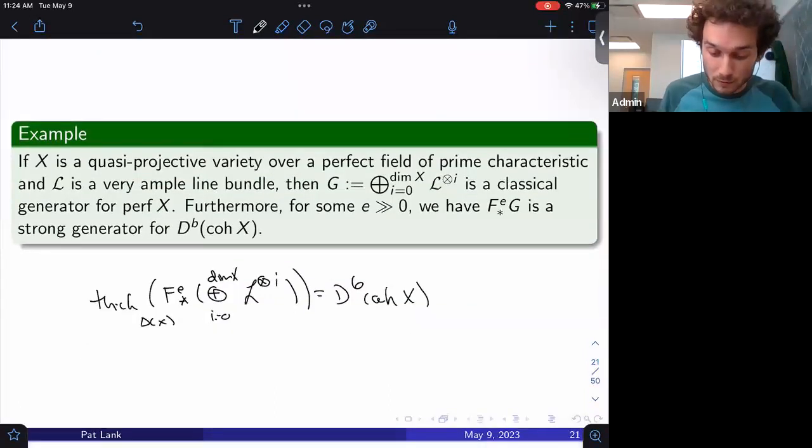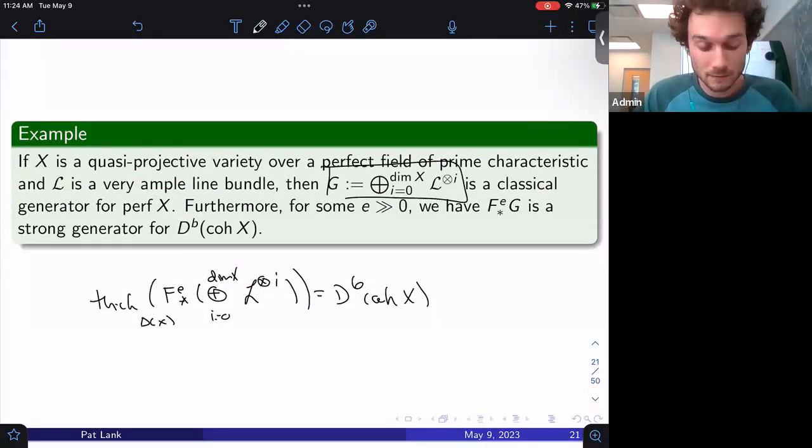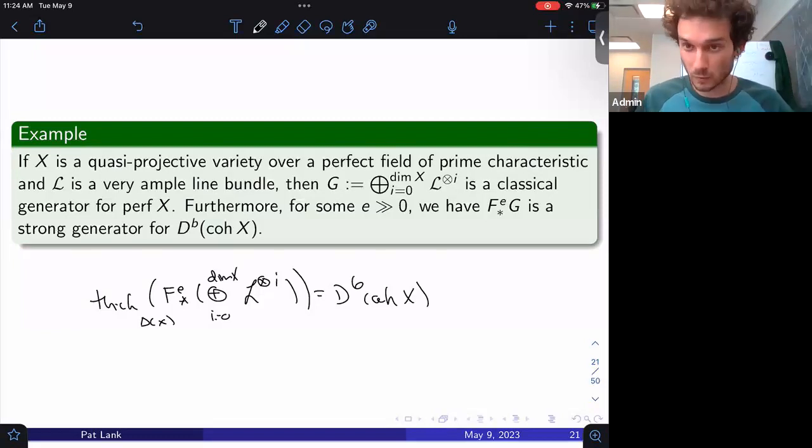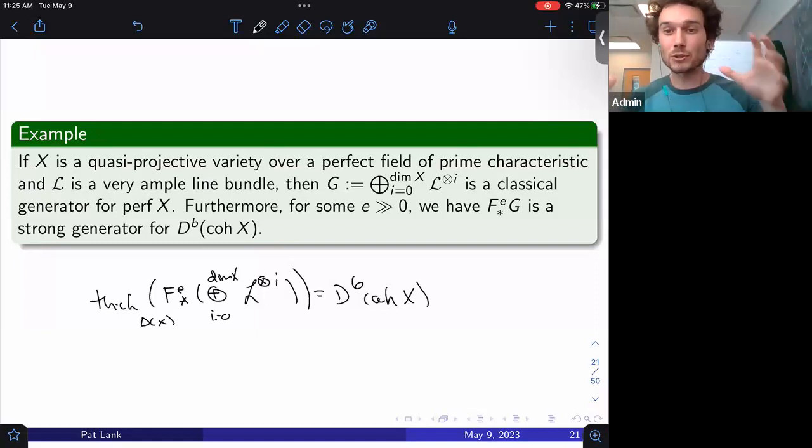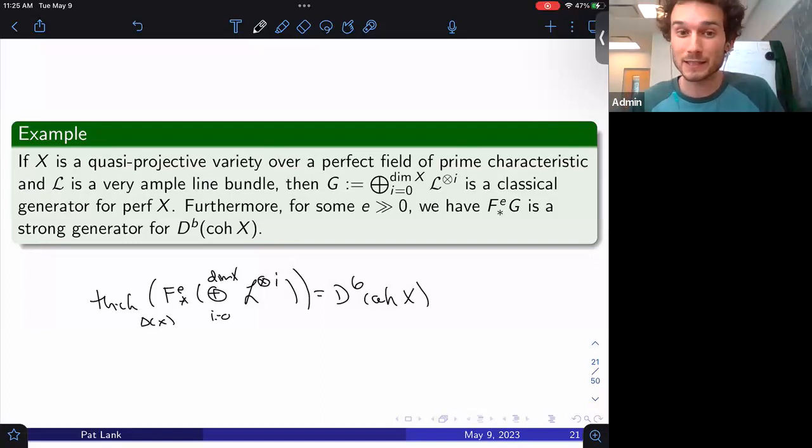So before, we just knew that this object generated all perfect complexes. And it surely does not always generate all of D^b(coh) when we're singular, for instance. However, I can push forward by Frobenius enough times, and this gives us a strong generator. So it's taking something that we knew to behave very well in the smooth setting, and this F-finiteness allows us to extend a result into the singular setting. And it says that we can actually write down explicitly a strong generator for these varieties.